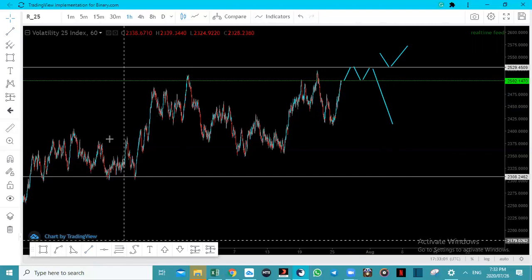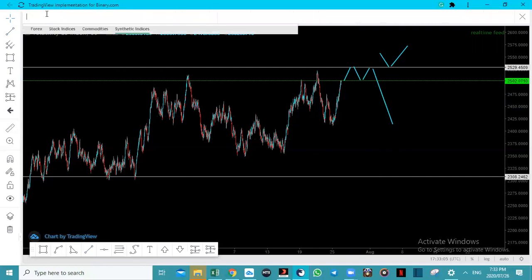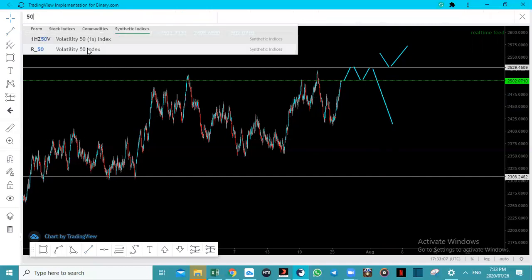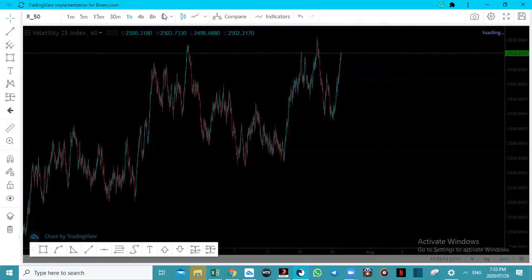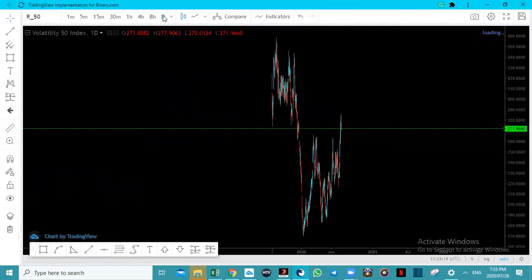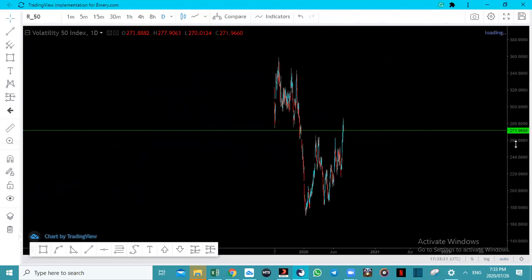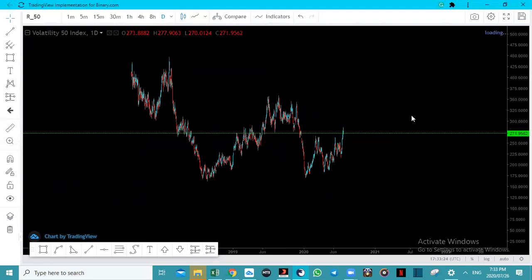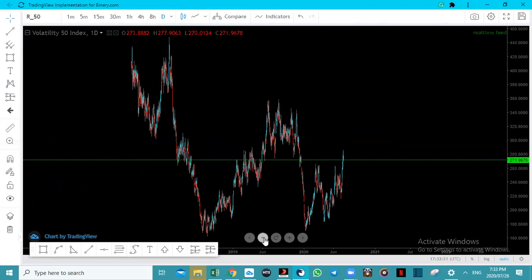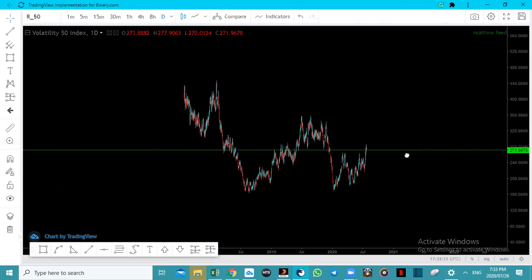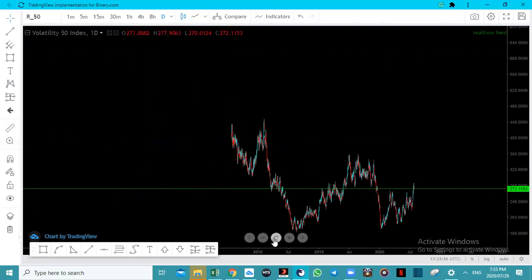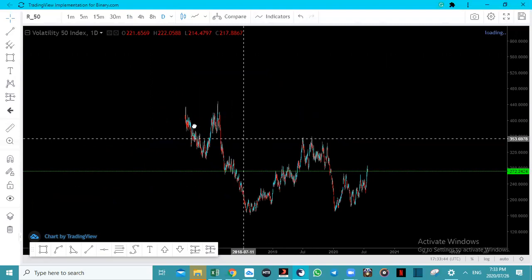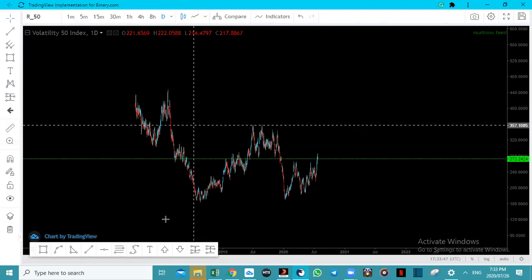Okay, so let's move on to volatility 50 and see if we can find opportunities. We'll start off from the daily. Okay, and you always want to zoom out as much as you can to see the bigger picture. So this is all we have in terms of the bigger picture, guys. This is all we have.